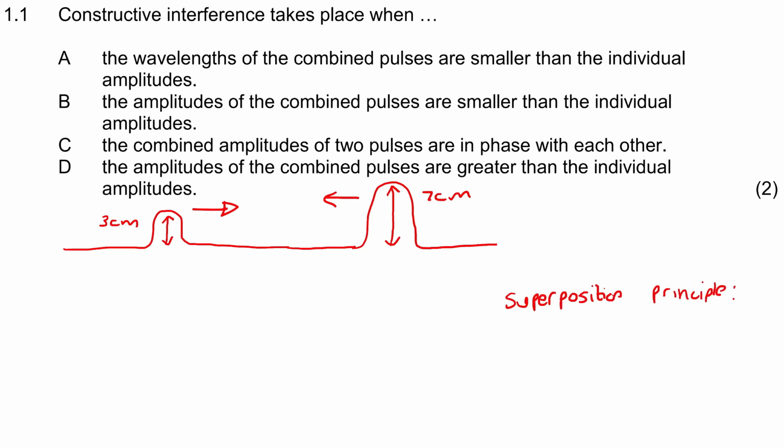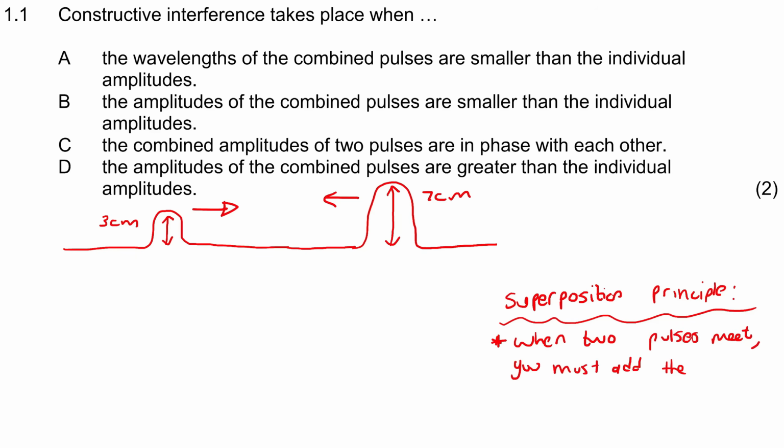Superposition principle. Okay? And this pretty much tells us that when two pulses meet, the overall pulse that is formed is going to be equal to the sum of the individual pulses, okay? That is not the word for word definition. That is just my explanation for you. When two pulses meet, you must add the individual pulses together. Okay, now we get two types of interference.